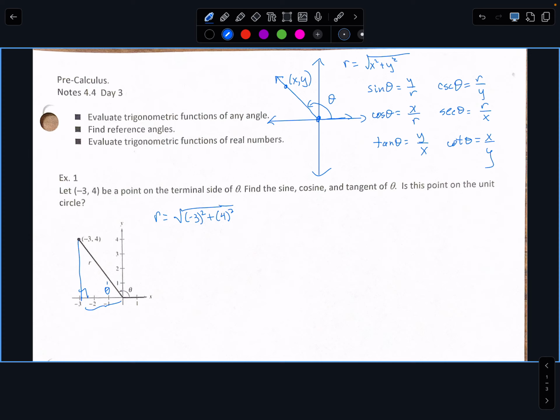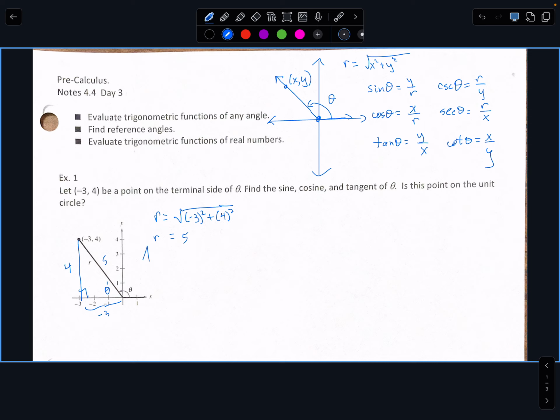Because this length, well, it's negative 3, but the length is actually 3. This is up at 4. And it's going to be a 3, 4, 5 triangle. But it's good to remember x is negative.